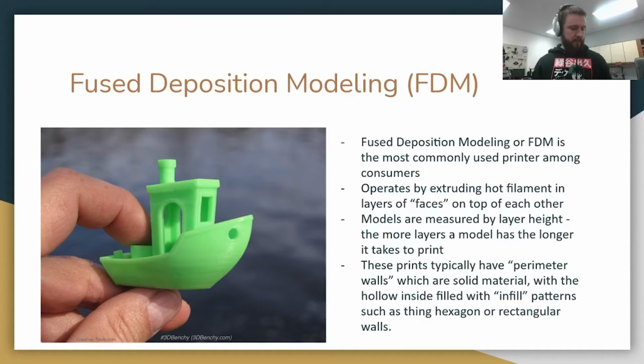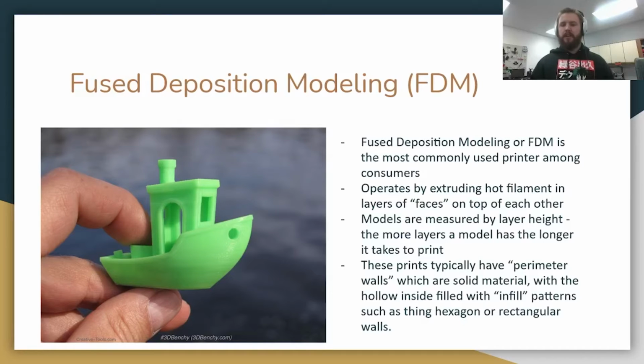So FDM is the style of printing that we use here in the makerspace. It is also arguably the simplest way to go about printing. It's toothpaste through a tube. It operates by extruding hot filaments in layers. Models are typically measured by how many layers are stacked on top of each other. And this means that sometimes the more layers a model has, the longer it'll take to print. Now, some cases where this is not true is if you're printing a cone. Obviously the higher you go on a cone, the less time those layers will take to print. But that's not always the case with a boat, for example. Speeds will vary depending on which layer you're on.